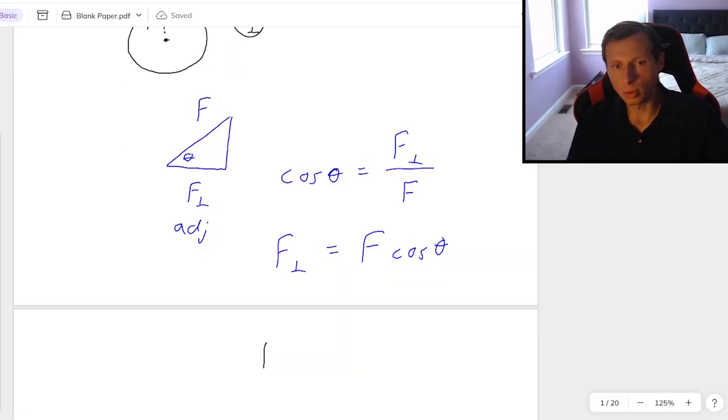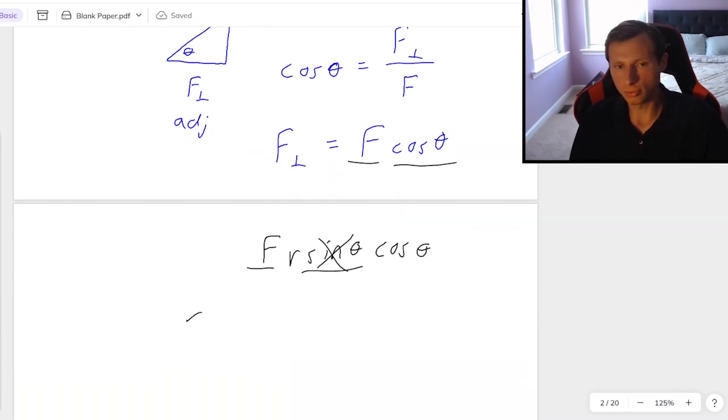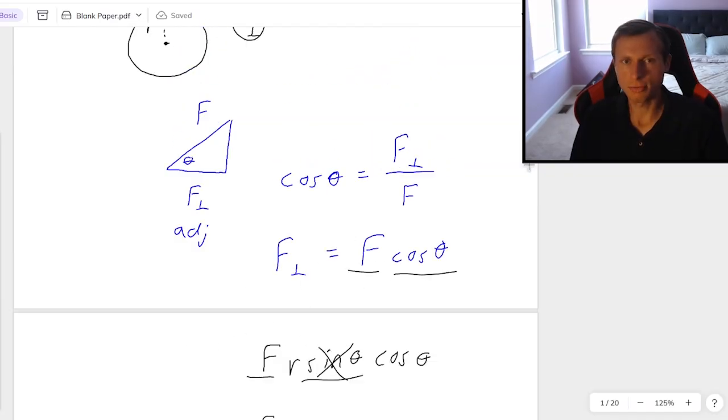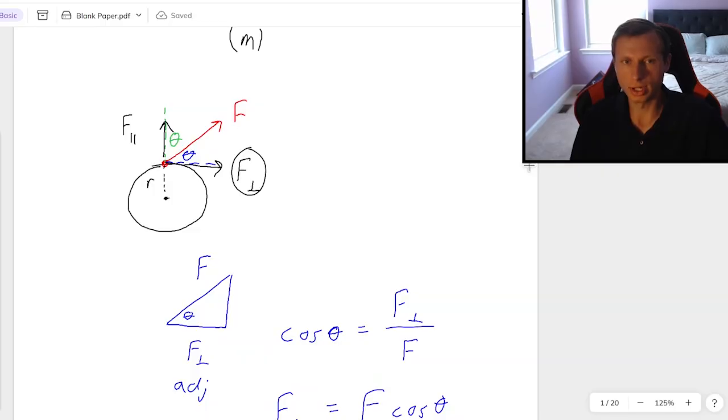If I rewrite the original equation, F R sine theta, what I'm saying is F cosine theta covers that F and replaces the sine theta with cosine. So now the whole equation for torque is F R cosine theta if we're given that angle. And then for the other triangle, the green one, I'll just tell you, that would use the sine as expected.